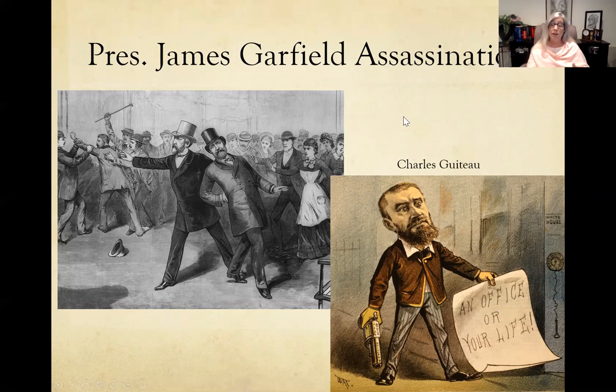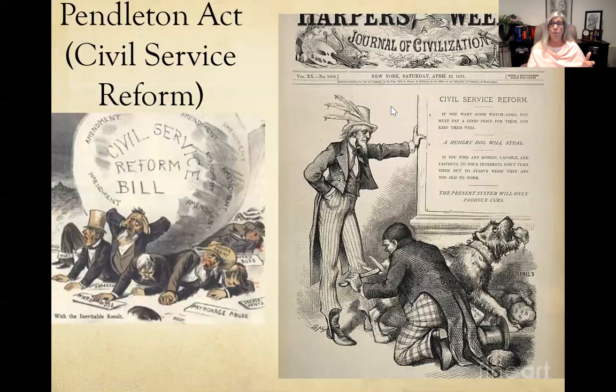So the outcome of this is going to be, people are starting to say, well, is this really a great system? Is the spoils system really a good way of getting the best and most talented people for office? And look what it has done with this crazed individual who has shot and killed James Garfield.